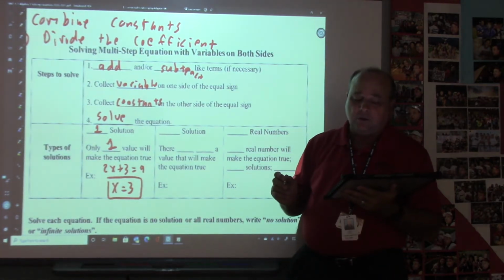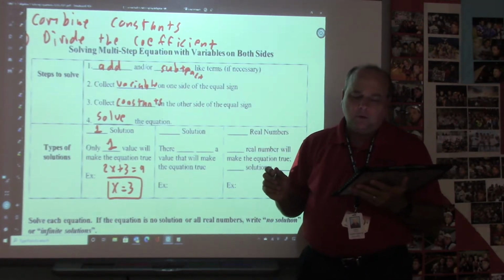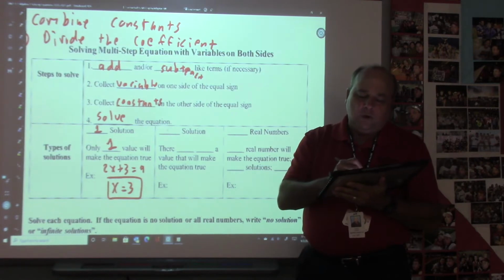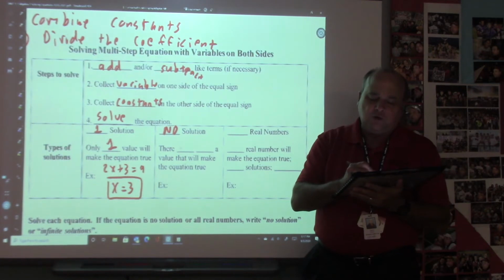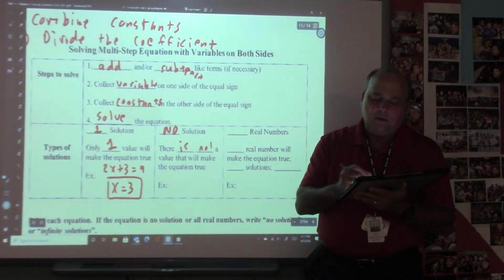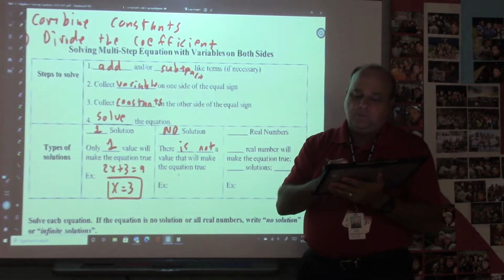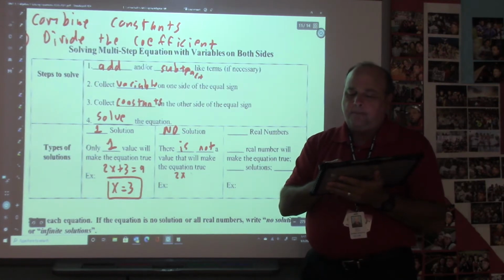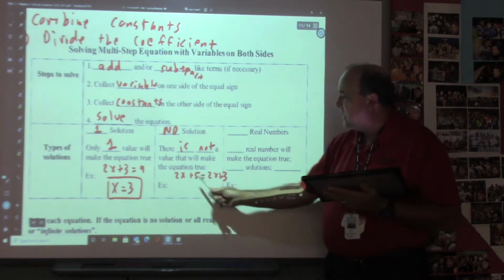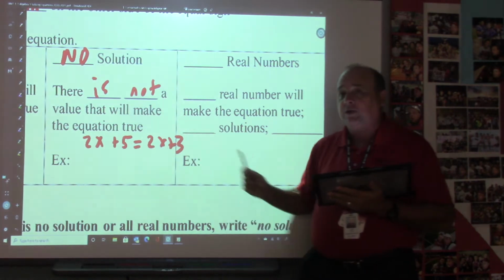Some equations have no solution. In no solution, there is not a value that will make the equation true. An example of this would be 2x plus 5 equals 2x plus 3. Notice I have 2x plus 5 equals 2x plus 3.